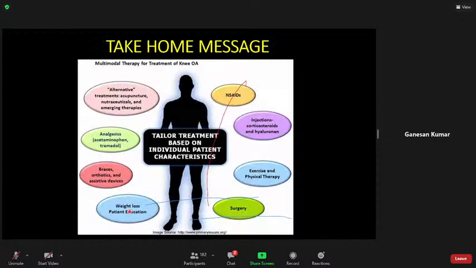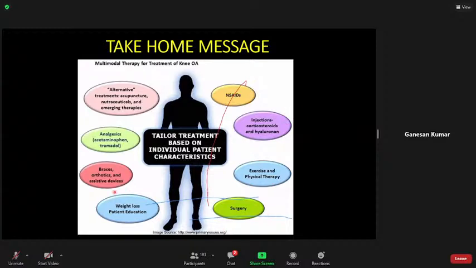So the take-home message is osteoarthritis needs a multi-modal approach. Physiotherapy alone is not going to help. You need to educate the patient that if it is a very painful knee, yes, an injection can help them come out of the pain so that your exercise can be better. Only in the late stages do you need surgery. But if you come in the early stages, you can prevent surgeries.